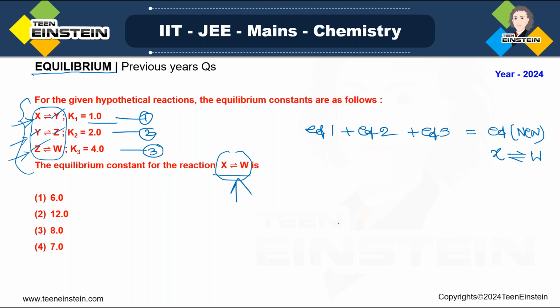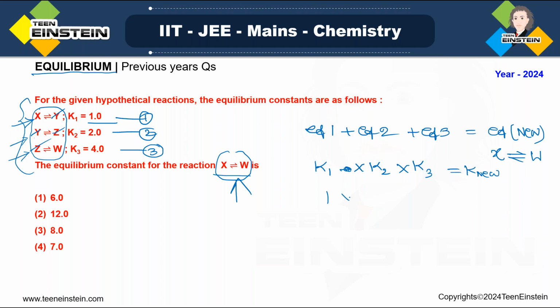Now, how will we arrange this K1, K2, K3? Now, don't think that as you have added the equations, K1, K2, K3 will also be added. No, it doesn't work like that. Okay. So what we will do here is multiply all these K values, that is the K value for equation 1, for equation 2 and for equation 3. So when we multiply K1, K2 and K3, then you get the K value for this new reaction.